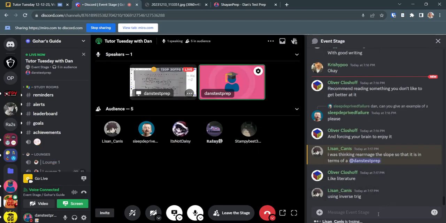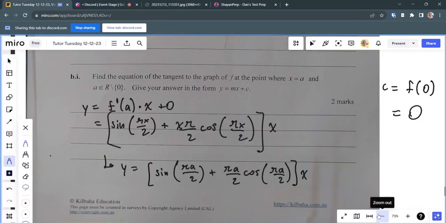Rearrange the slopes in terms of a, like inverse trig. Maybe. I'm still not sure. I'll give it another minute.